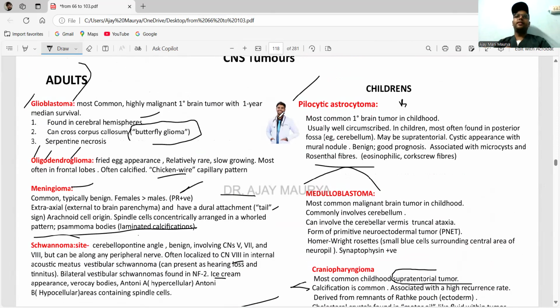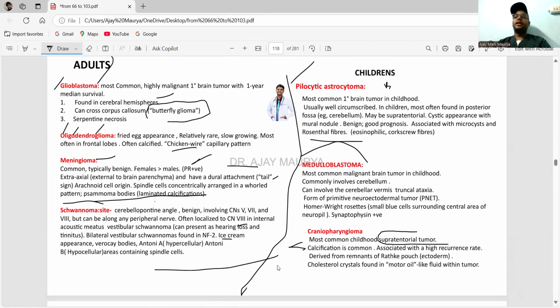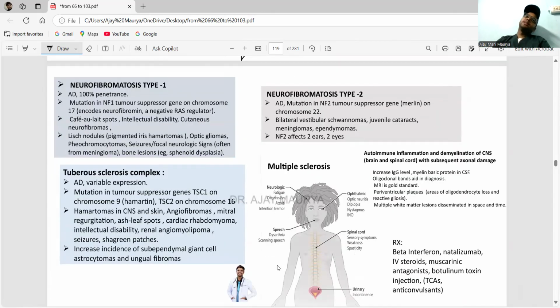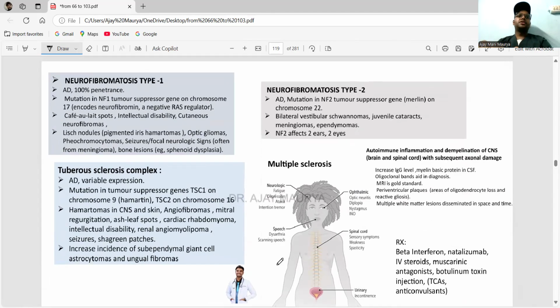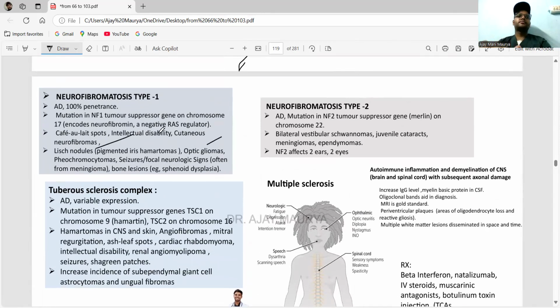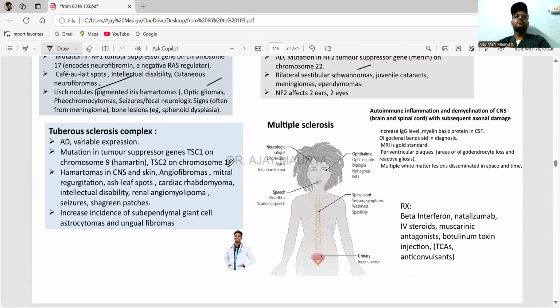Very important, rather. Very important. I may not discuss these very carefully, but you have to read this. Next one, NF1, NF2. I told you already that NF1 is associated with optic gliomas and Lisch nodules. NF2 is associated with schwannoma. Remember this. These are the main important ones.